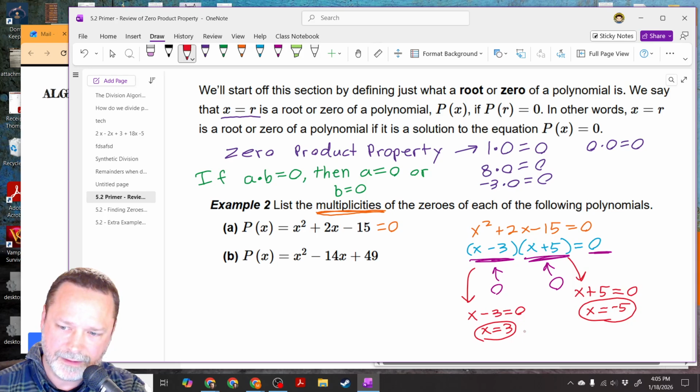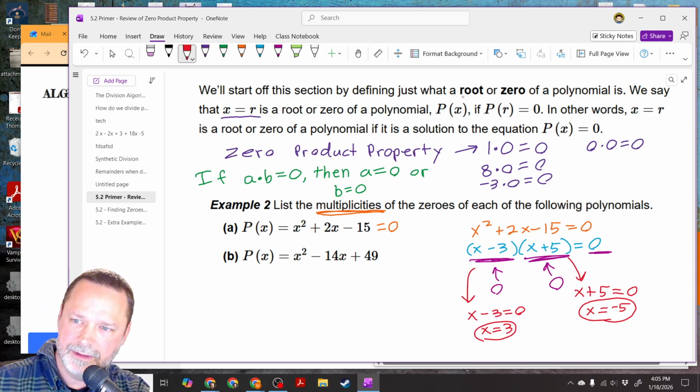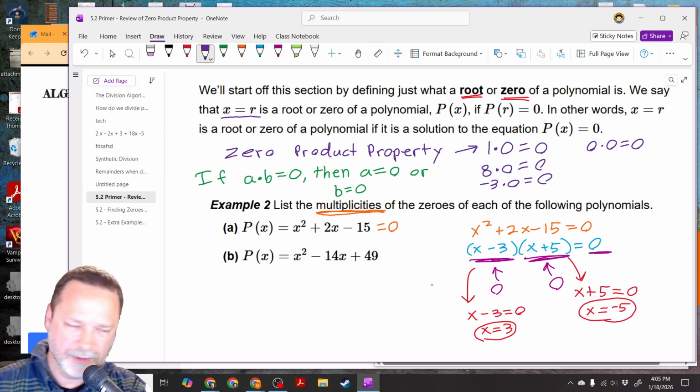So there's our quick idea there. And also, we get to use these terms. 3 is a root or a 0. -5 is a root or a 0. And they only occur once, multiplicity once. But we're not sure what that is yet. We'll get there. One more quick example would be x squared minus 14x plus 49.